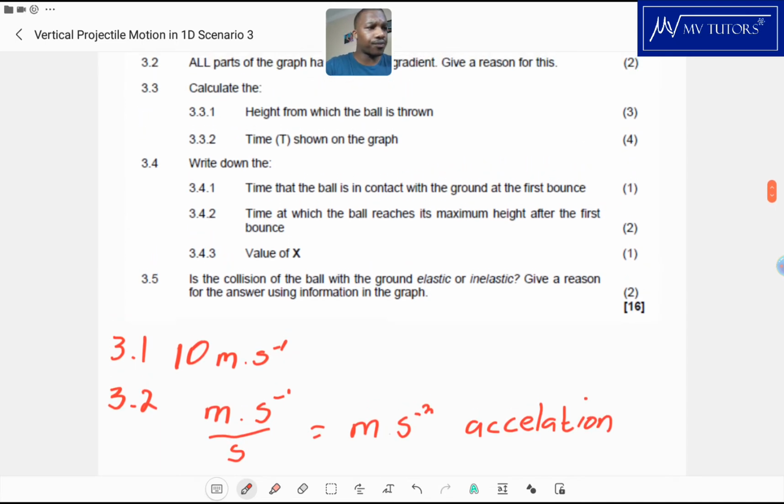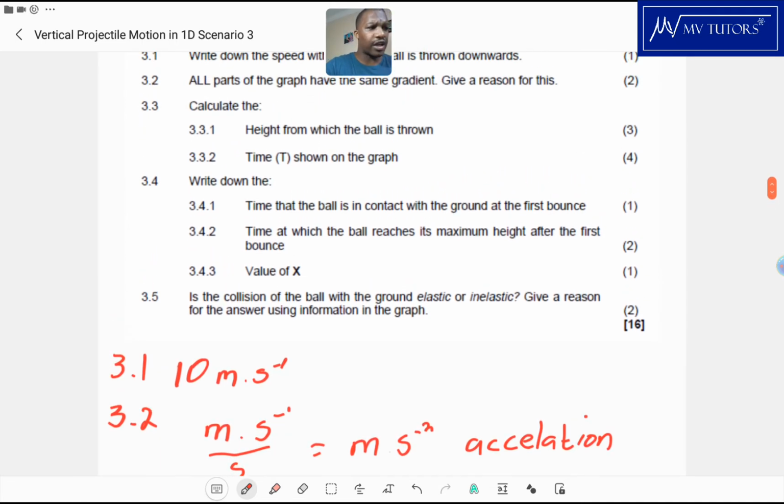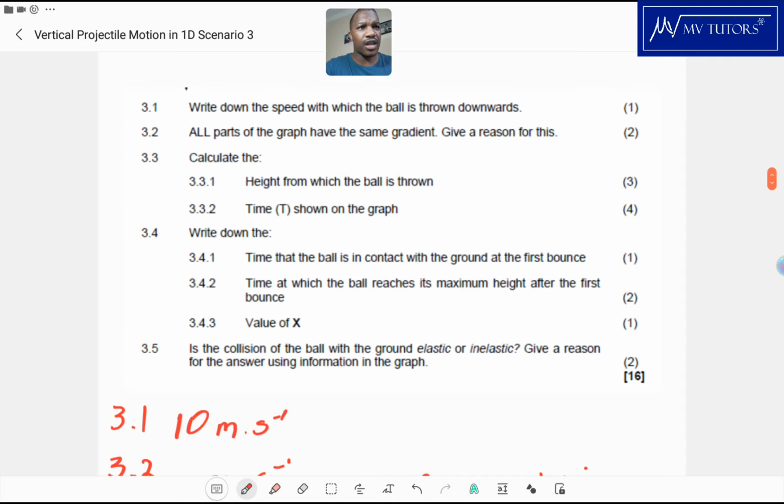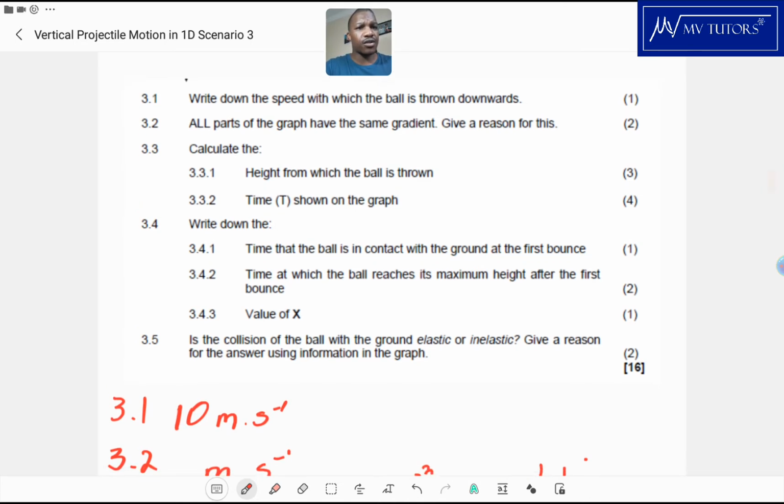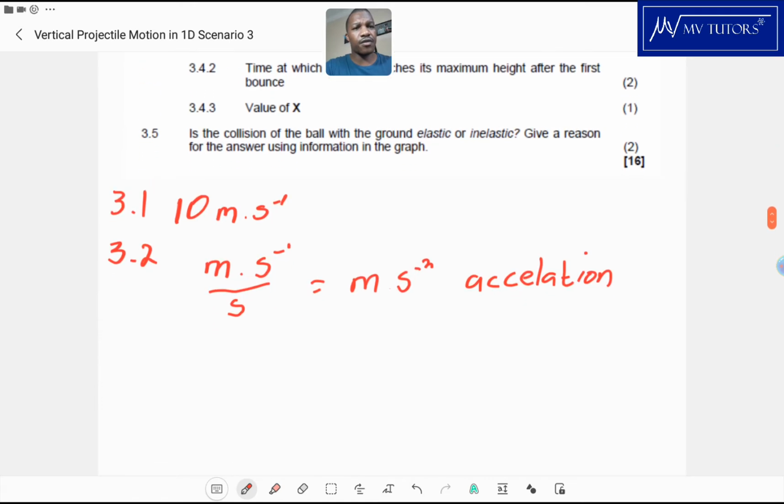So in conclusion, the gradient represents the acceleration. Acceleration is the same, and if you remember, acceleration for a free falling object is 9.8 meters per second squared. I'm just going to stop there. Let's go to the next question.